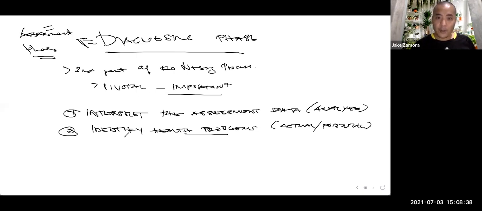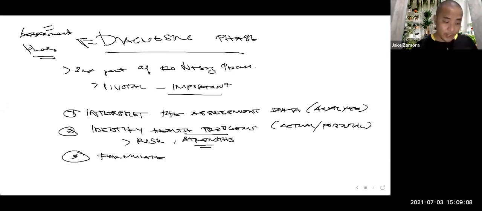So here, aside from determining the actual and potential health problems, ano pa ang nagagawa dito? We can identify the risk factors and the strengths of our client, okay? And then after that, we can now formulate your nursing diagnostic statements, okay?